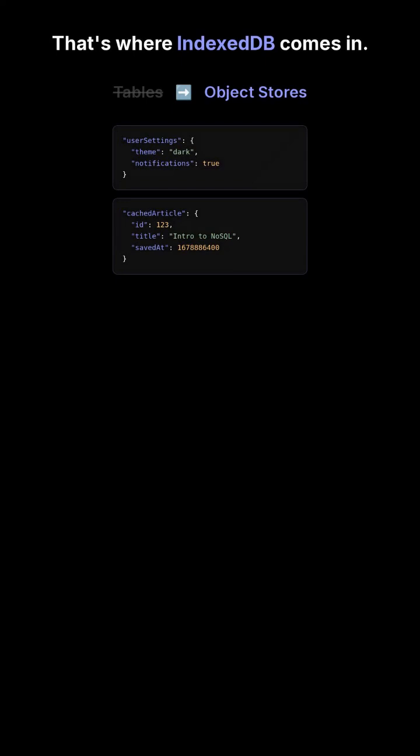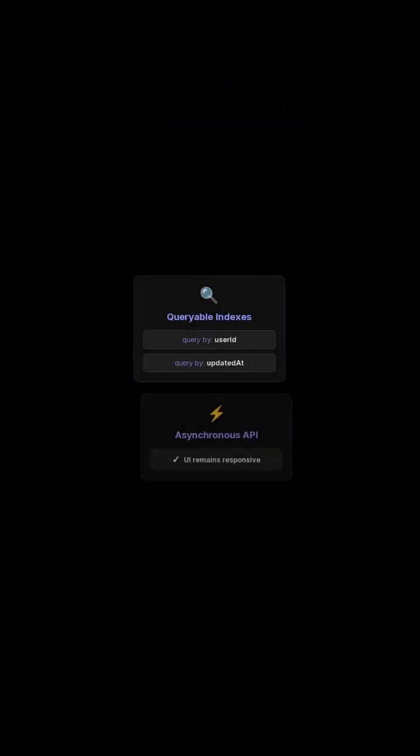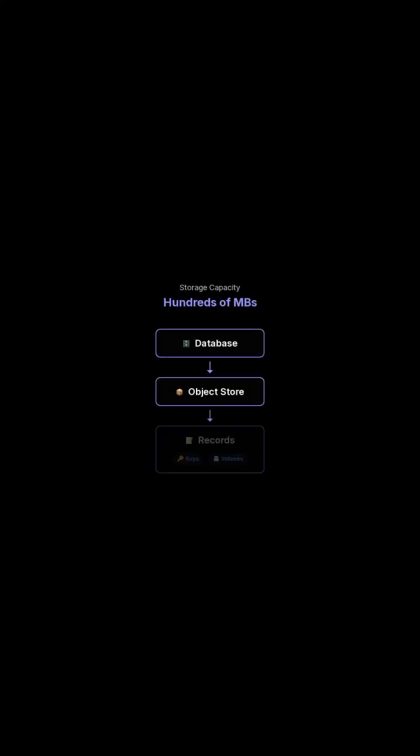IndexedDB gives you object stores instead of tables. You can save full JavaScript objects, indexes, so you can query by fields like user ID or updatedAt, and asynchronous APIs, so you don't freeze the UI. Storage that can go into hundreds of megabytes depending on the browser. A simple mental model: database, object store, records with keys and indexes.